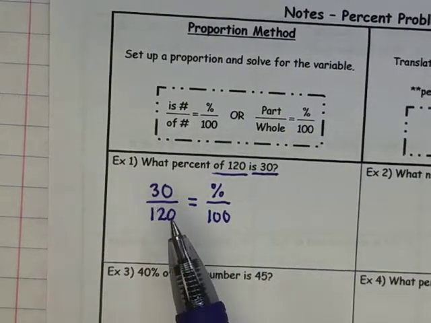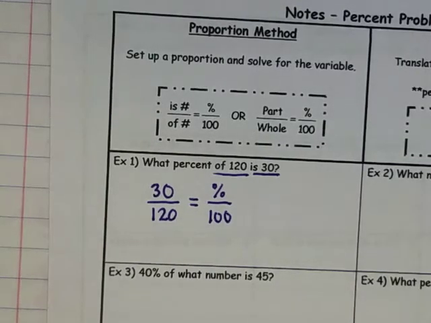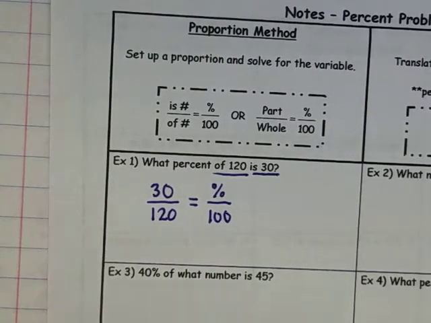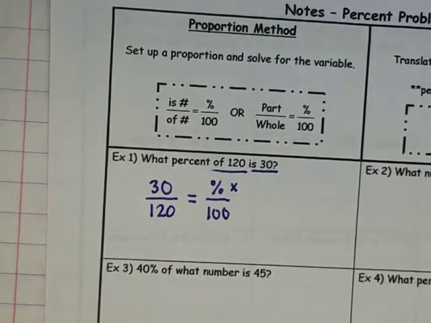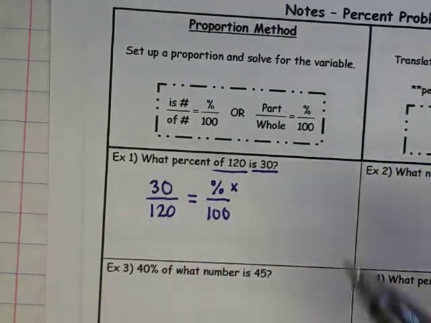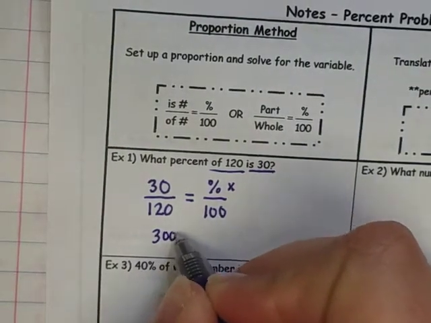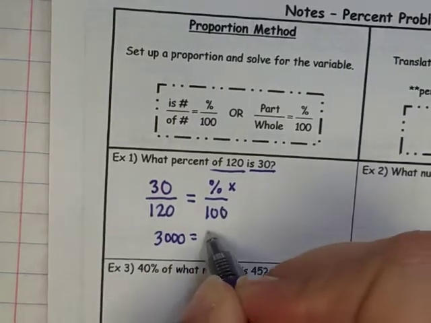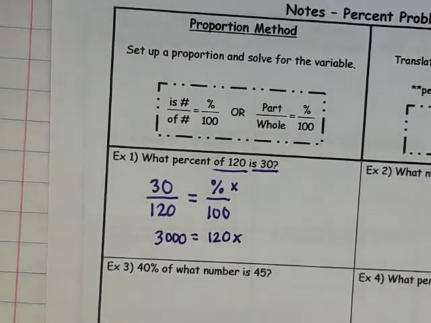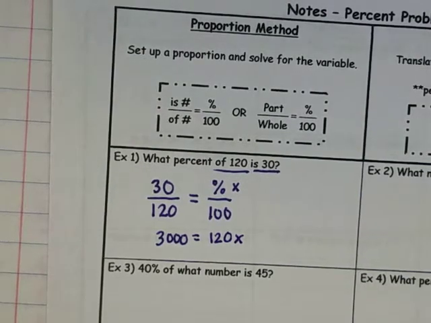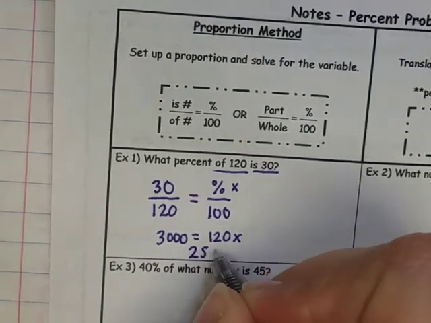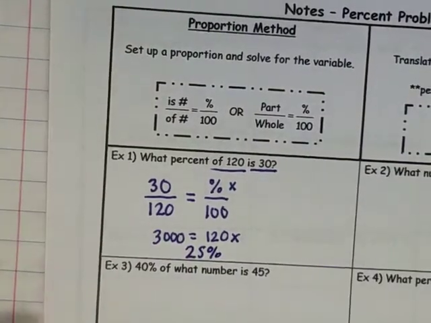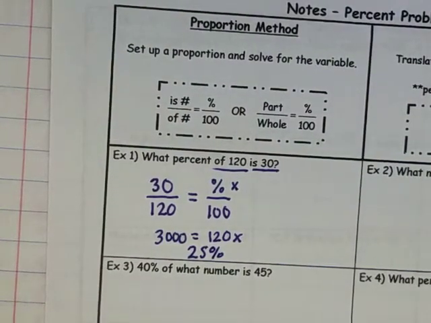And now that I have this nice proportion set up, I can do my cross product. Now here, normally what I'm going to write is an x. I'm not going to normally write just the percent, so it should just be an x. So 30 times 100 is 3,000. And 120 times x is 120x. And then from there, I'm going to divide both sides by 120. And I get 25%.